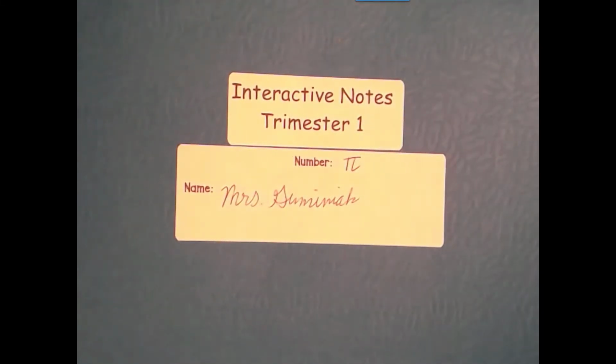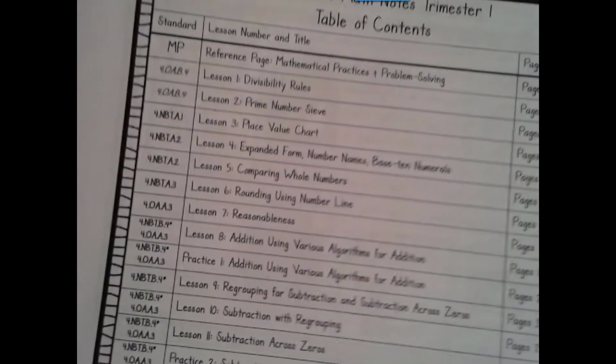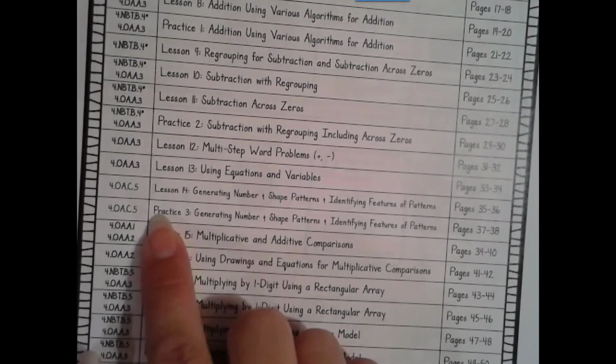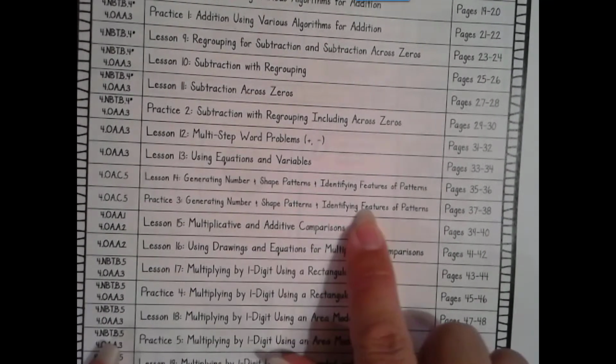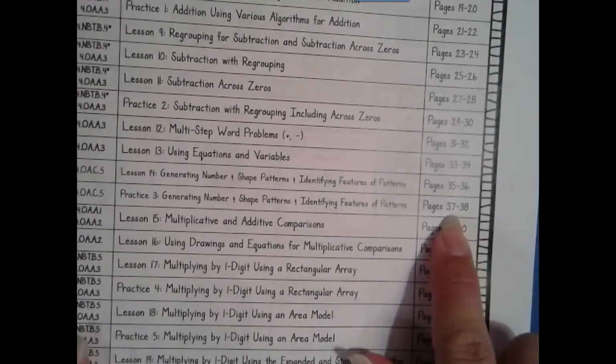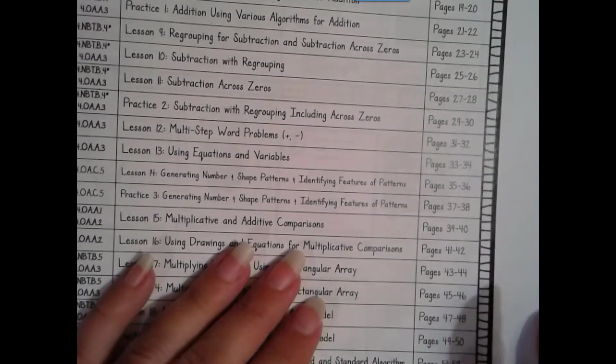Welcome to practice 3 in our interactive notes. Look at our table of contents. Practice 3, we're working on generating numbers and shape patterns and identifying features of patterns. Pages 37 and 38.